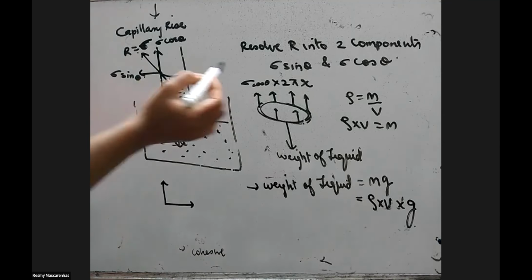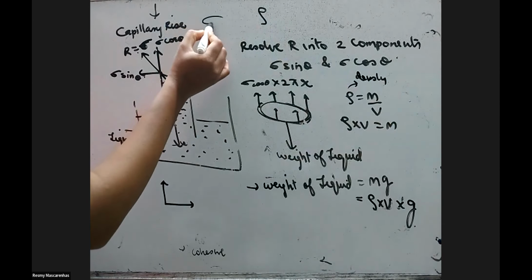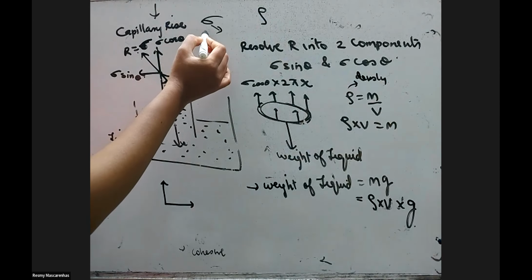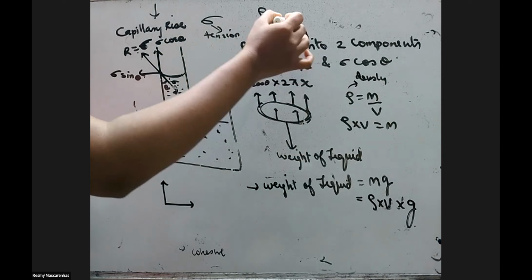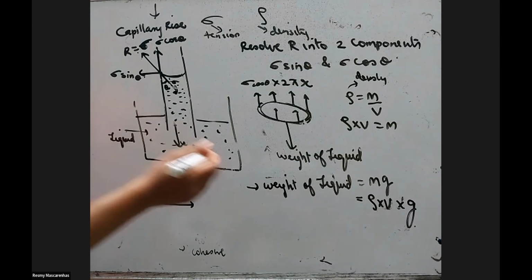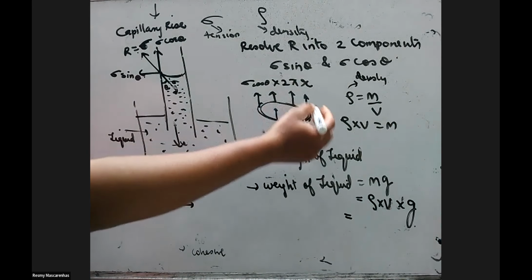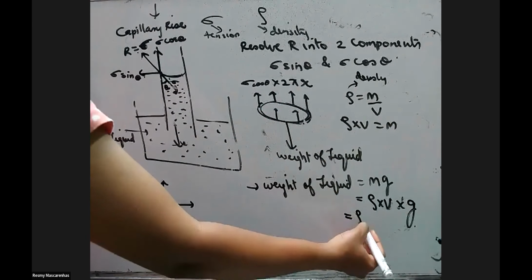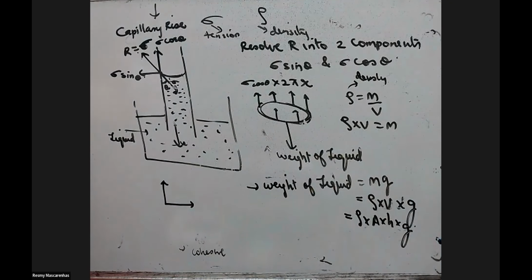See the difference? This is for tension. This is for density. They look similar. Volume is nothing but area, this total area into the height. So rho is always area into the height. Length, breadth into height.